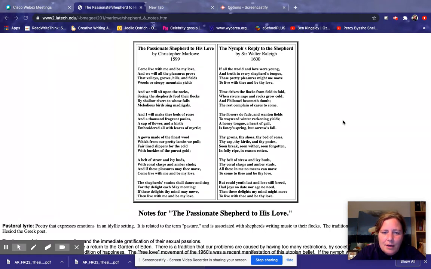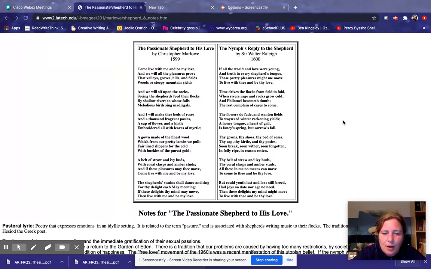Come with me and be my love, and we will all the pleasures prove that valleys, groves, hills, and fields, woods, or steepy mountain yields. And we will sit upon the rocks, seeing the shepherds feed their flocks, by shallow rivers to whose falls melodious birds sing madrigals. And I will make thee beds of roses and a thousand fragrant posies, a cap of flowers and a kirtle embroidered all with leaves of myrtle, a gown made of the finest wool, which from our pretty lambs we pull, fair lined slippers for the cold, with buckles of the purest gold, a belt of straw and ivy buds, with coral clasps and amber studs. And if these pleasures may thee move, come live with me and be my love.